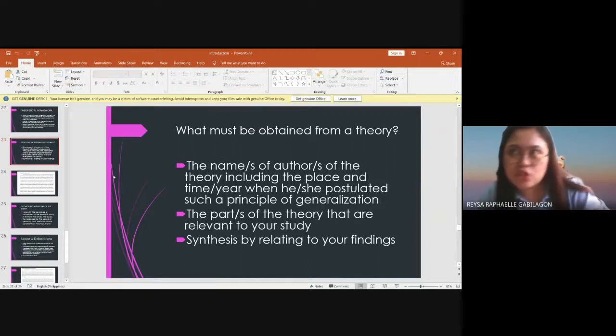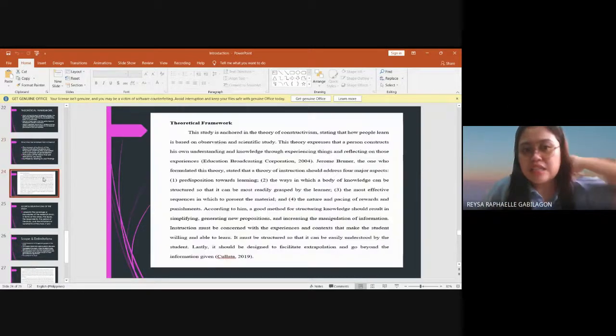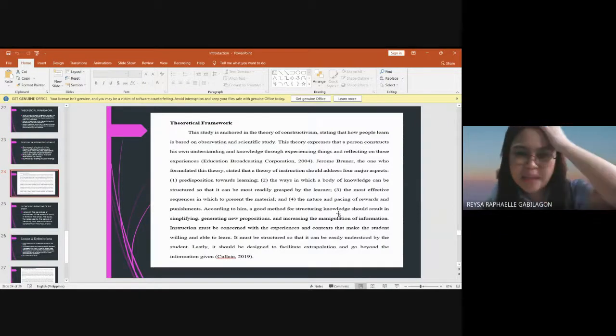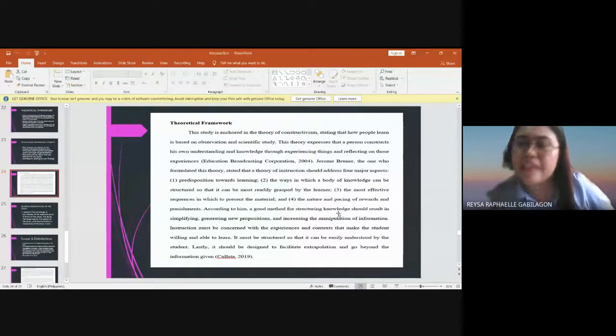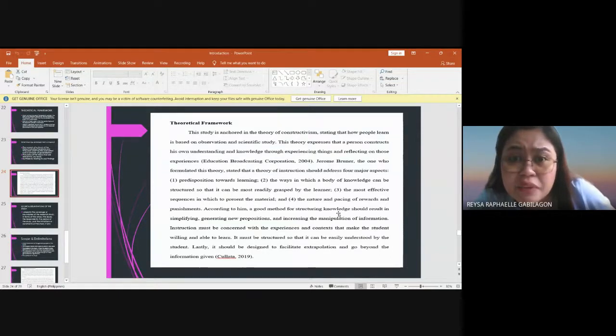So, relate it to your research. This is just an example, but it's cut off. This is still from my example on developing a pharmacology laboratory manual. The theory I used here is the theory of constructivism, stating that how people learn is based on observation and scientific study.